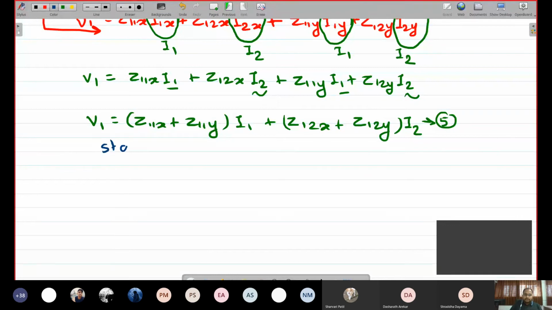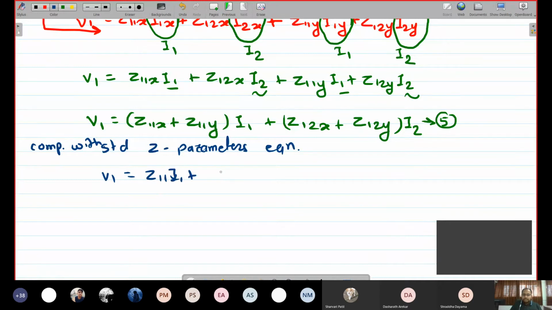So comparing with the standard Z parameter equation, V1 is equal to Z11 I1 plus Z12 I2. So this is your first equation of Z parameter, right? If you compare this with equation number 5, what will you get? V1 is the same, I1, I2 are the same. What about Z11 and Z12?